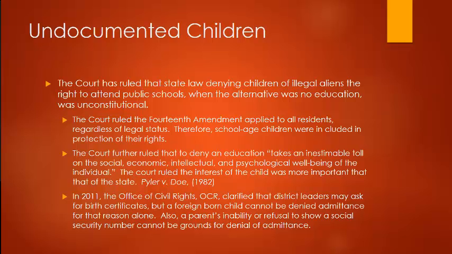Well, actually, the courts have ruled pretty straightforwardly on this, okay? A state law denying children of illegal aliens the right to attend public schools, when the alternative is that there is no education, is unconstitutional. So in other words, you cannot deny a child the right to attend your school if they and their parents are undocumented. The court ruled the 14th Amendment applied to all residents, regardless of legal status. Therefore, school-age children were included in the protection of those rights.